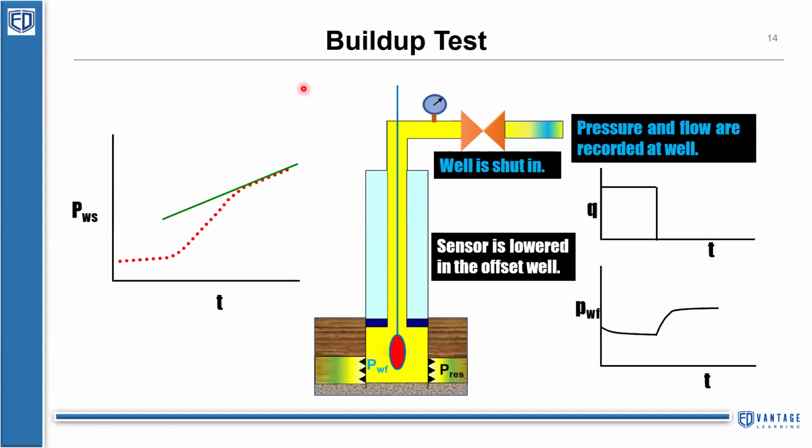Similarly, from a build-up test, that is the inverse of a drawdown test, you have ETR and then transition and then MTR. So from MTR, the same thing. If you plot PWF versus log time, you get an MTR region and you can find the slope of this line, and then you can find your reservoir parameters, the perm and skin factor.